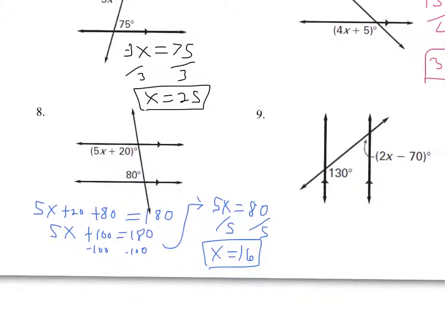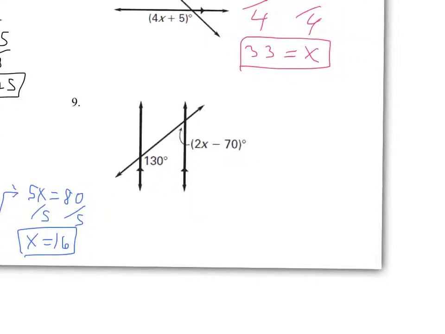All right, number 9. These angles are also consecutive interior. And so since the two lines are parallel, consecutive interior angles are supplementary. They're going to add up to 180. So we'll set that up. 130 plus 2x minus 70. You could add them in either order.